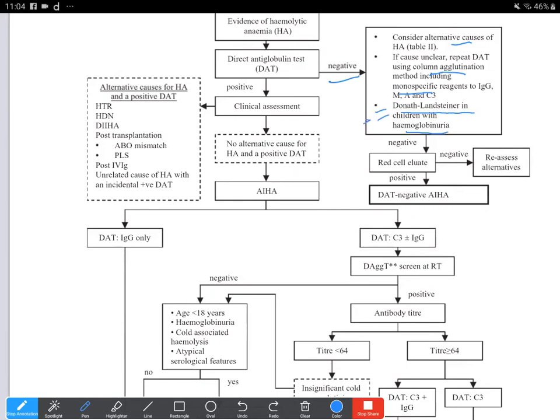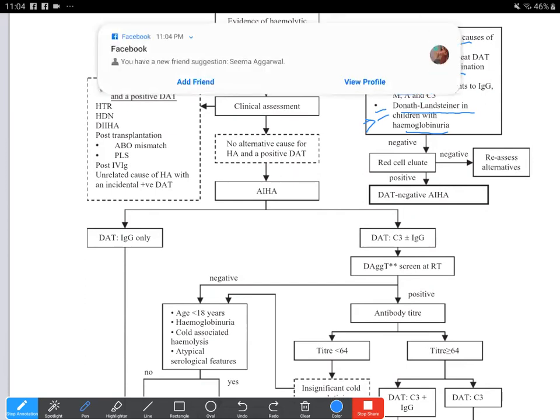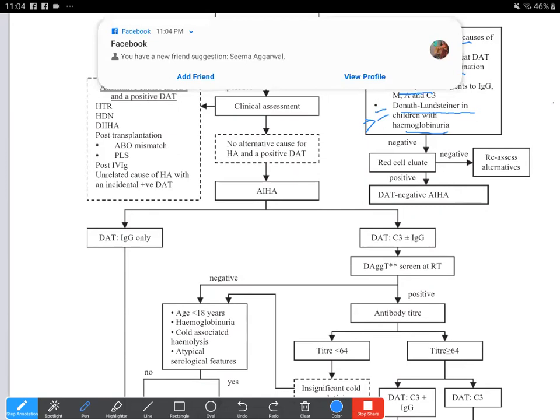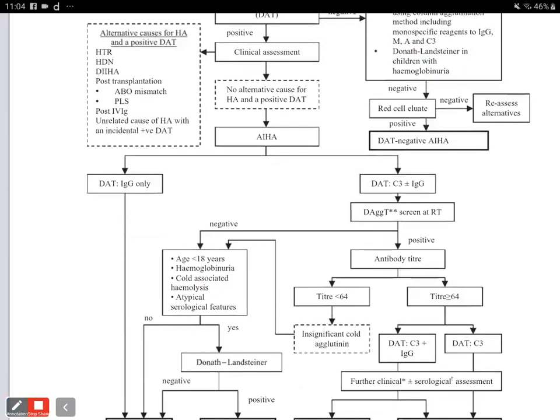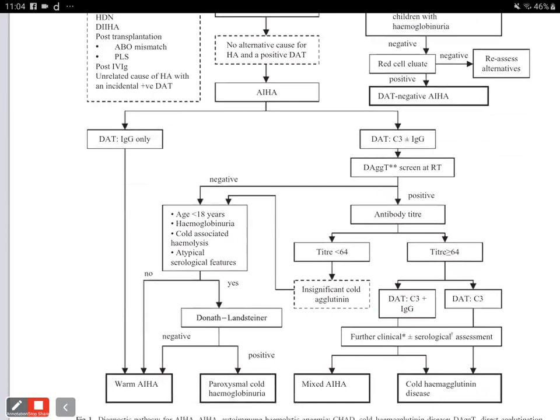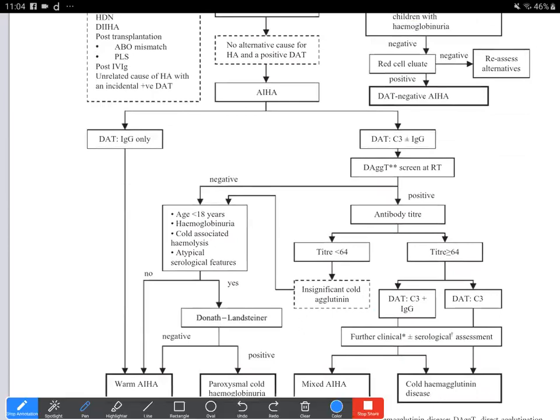They are biphasic, that is, they have an IgG component that binds at cold temperatures, and then they activate the complement at room temperature. So these Donath-Landsteiner antibodies can be present in DAT negative individuals, and also in cases where DAT is positive. We need to rule out these Donath-Landsteiner antibodies, since some of these patients may also show DAT positivity.